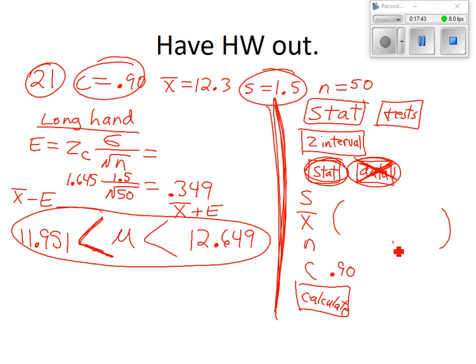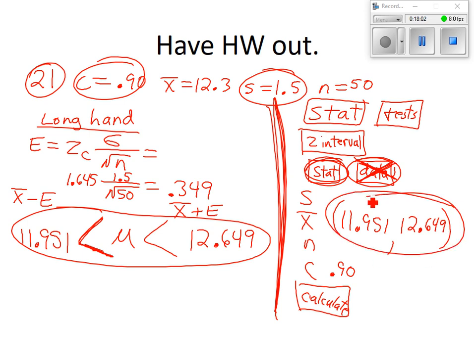And it's gonna show you something that's in parentheses. And I bet it says 11.951 and 12.649. Is that what it says? Yeah. Yep. That's our confidence interval, just written a different way.